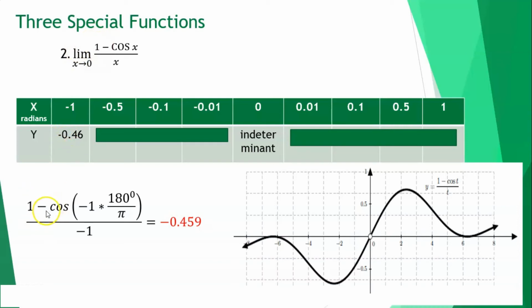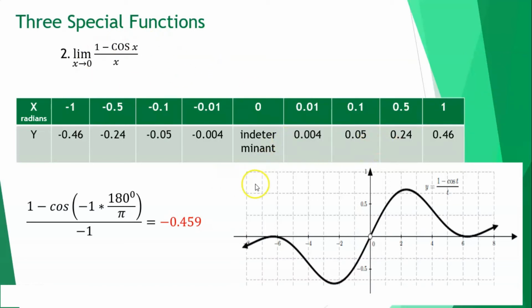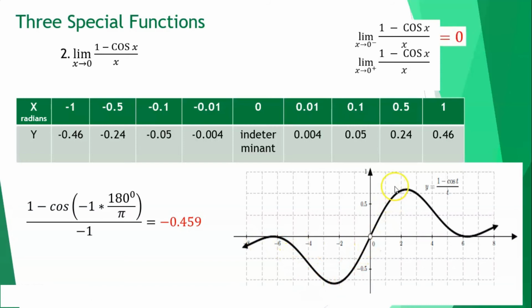So, that would be 1 minus cosine of our x, which is -1. Since it's radians, convert this, times 180 degrees over pi, divided by -1, we will get this value. Substituting the rest of the values of x to the left of 0, we will get this. Now, making use of the values of x to the right of 0 and substituting them in the equation, we will obtain these values. So, the limit of 1 minus cosine x over x as x approaches 0 from the left is approaching 0. And as we approach 0 from the right, it is also going to 0. So, with that, our limit is 0.